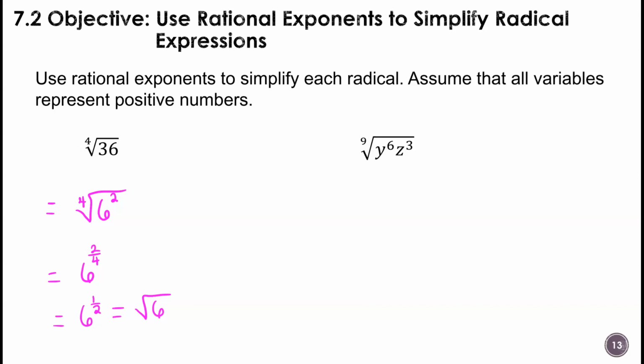And we're going to kind of use something similar with this next one. So this will be y to the 6/9. Remember the index is the denominator, and z to the 3/9. And simplify both of those, right? So that will be y to the 2/3 times z to the 1/3. And notice it says to use rational exponents to simplify each radical. We're going to end up writing it in radical form. So this will be the cube root of y squared times z to the 1st. So you really have to know those rules that we talked about back in the beginning, because now we're kind of using that backward from where it was.